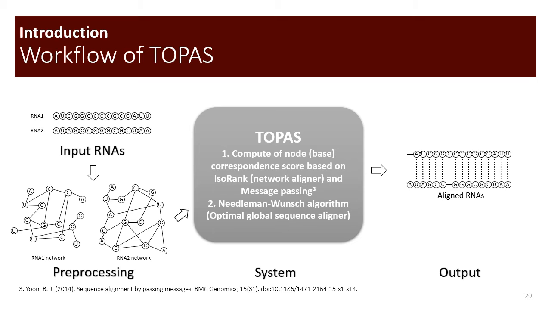This is the workflow of Topaz. For the input RNA pair, it converts them into networks and computes the node correspondence score based on the isorank and message passing algorithms. Then the alignment is constructed based on the optimal global sequence alignment algorithm. Please note that we do not have the consensus secondary structure as output. However, in practice, we are more than often interested in the alignment itself.